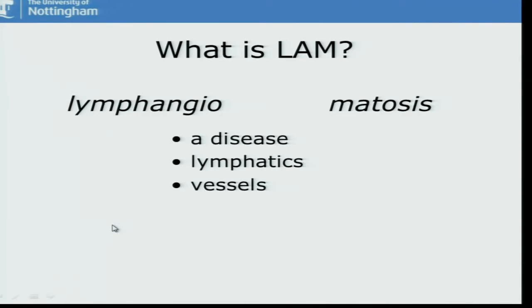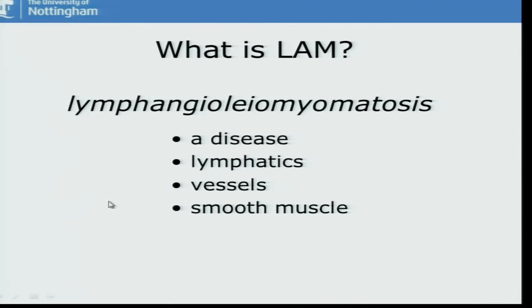So the word is just Latin for what people knew about the disease originally when it was described. This bit means that it's a disease that involves the lymphatic system. The angio part of the word was originally blood vessels, but now we know it's lymphatic vessels that are involved in LAM. And the myo bit in the middle refers to smooth muscle. The cells that cause the trouble in the lungs and lymphatic system of women with LAM look like smooth muscle cells. So the words are an amalgamation of the pathologic features, really.